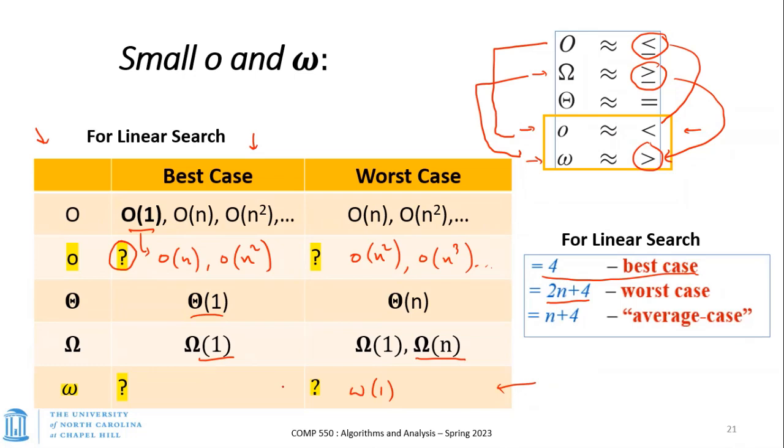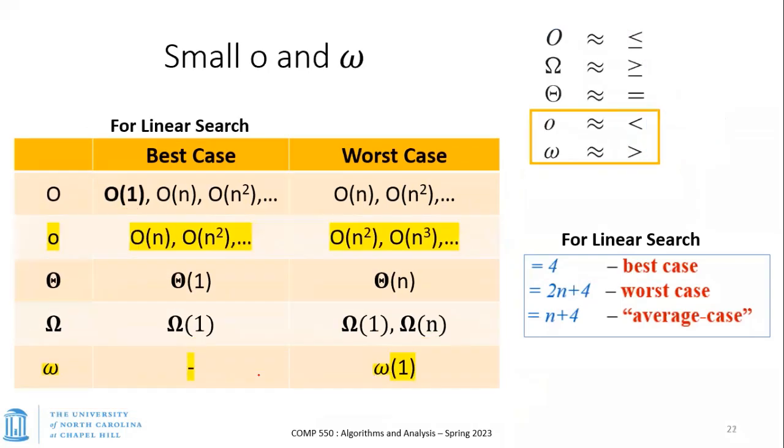What about for this particular case? Yeah, doesn't exist. That's because the best case is already a constant. You can't really do better than constant, right? There's nothing like negative. It would be nice if that existed, but it doesn't exist, right? So basically, this is what we have.